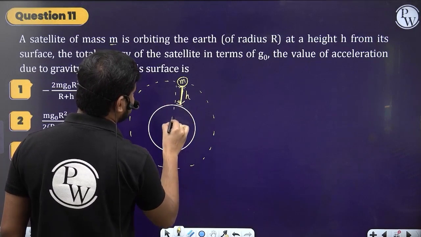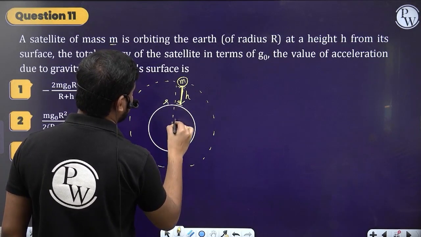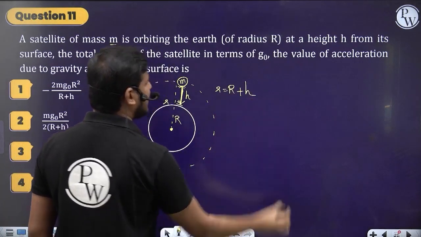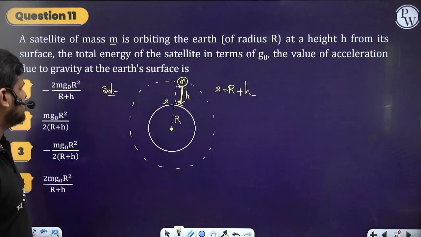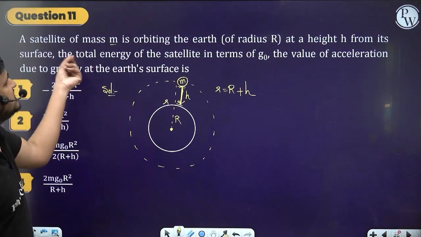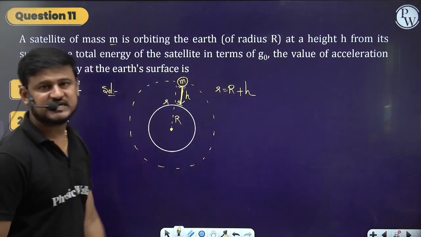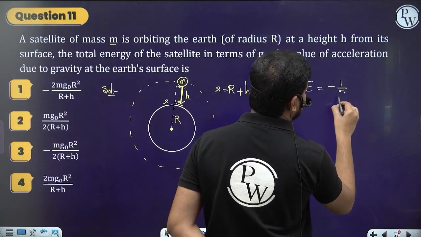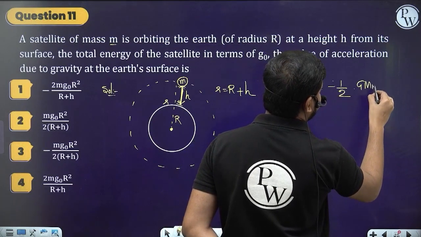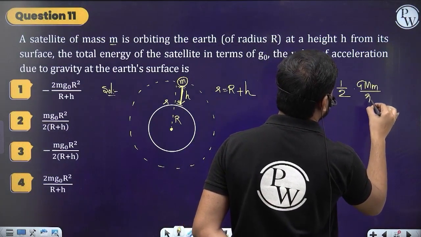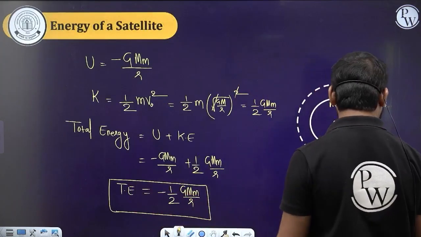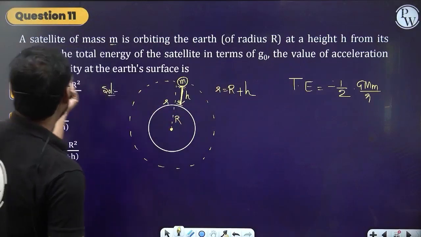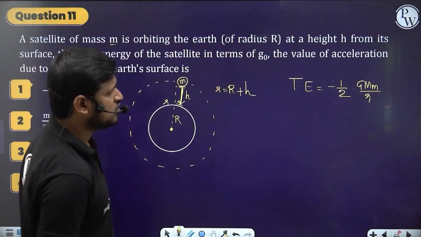Now this whole distance will be small r. What is this small r? It is the radius of the Earth plus the height h. Done? Yes. Now, what is the total energy? They are asking the total energy of the satellite. What is the total energy formula we have got? Minus half GMm by R. But I need it in terms of small g and capital R.